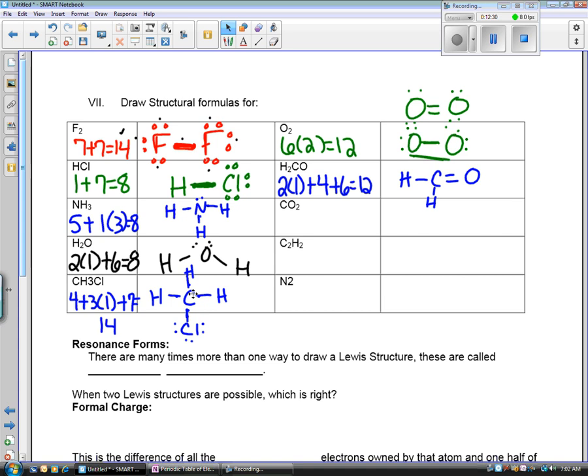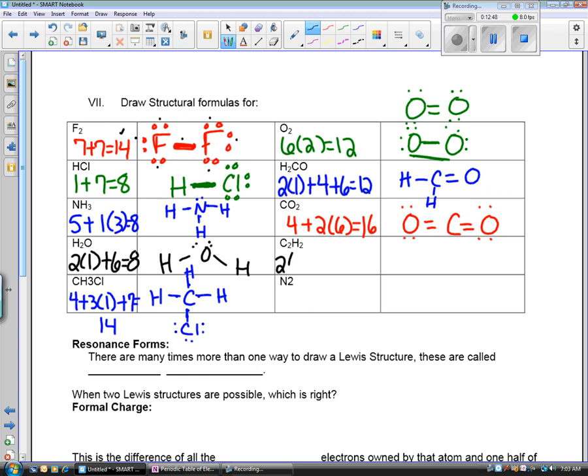Carbon dioxide is next. Carbon has 4 plus 2 times my oxygen, so that's 12 and 4 is 16. Carbon in the middle. Oxygen has two opportunities to bond, remember? Carbon has 4, so you're going to get that.